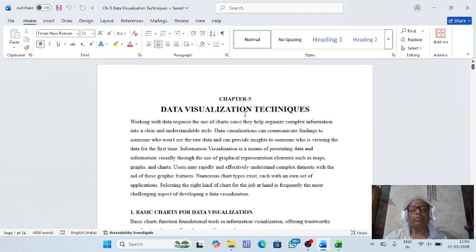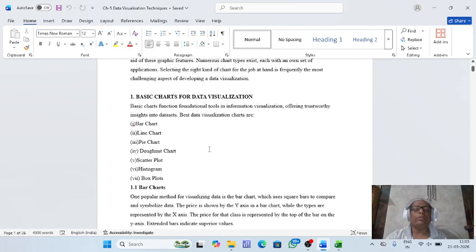So, data visualization, what is this? When you have data in numbers, it is not easy to understand what the data wants to tell. So when you visualize the data in graphs or charts, it becomes easier to get into the insights of the data. Okay, so that's why visualization is required.